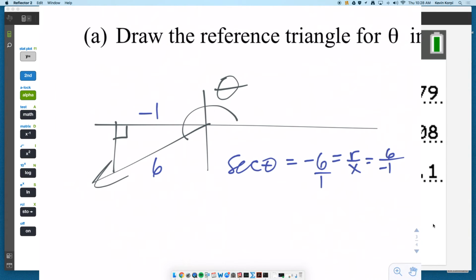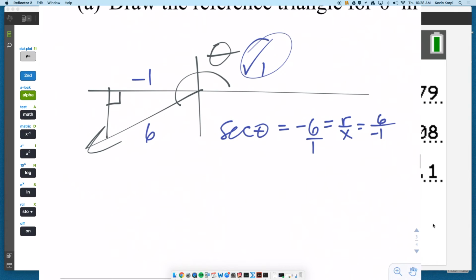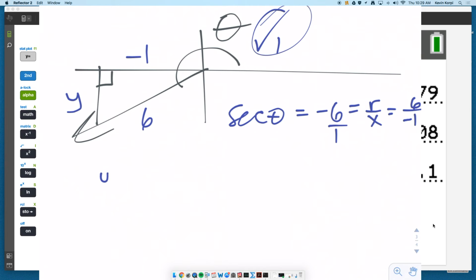So you did get one check for drawing the reference triangle without it being labeled, as long as you drew the arc and you have the triangle there. But we do need to find the y value, and some people are still using the quadratic formula incorrectly. I cannot fix that at this point, okay? So here's how you would actually use the quadratic formula. Y squared plus the quantity negative 1 squared equals 6 squared.